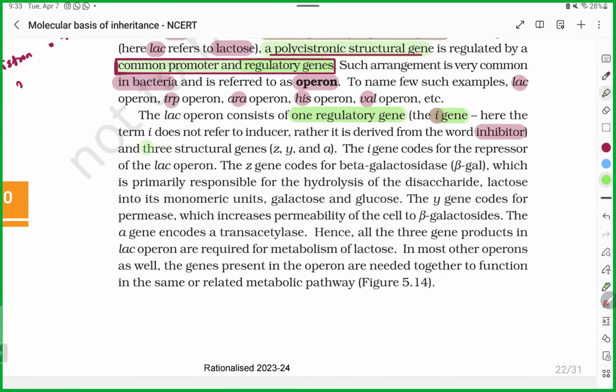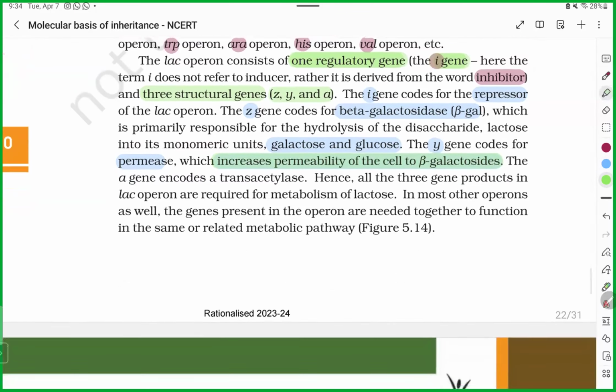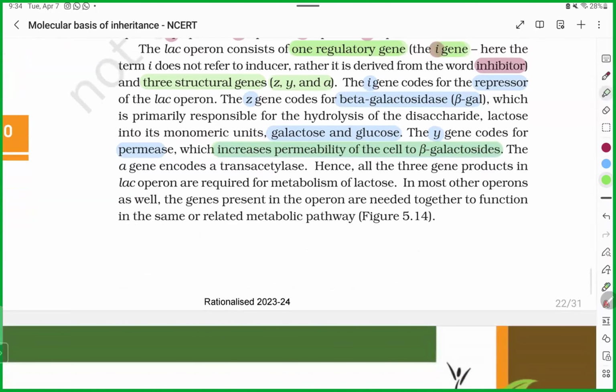Correct. Three structural genes, one regulatory gene. The structural genes are Z, Y, A. The I gene will code for the repressor in the lac operon. Z codes for beta galactosidase. What is the role of beta galactosidase? Breakdown of lactose into glucose and galactose. Correct. Y gene codes for permease, which increases permeability of the cell to lactose. Because the beta galactosidase will ultimately enter, activate, and break down the lactose.